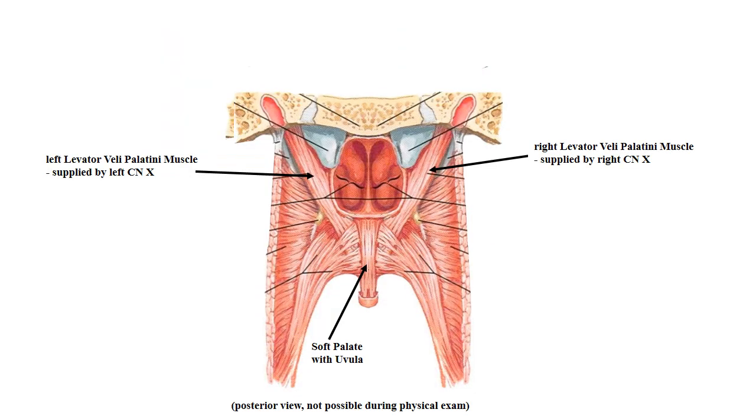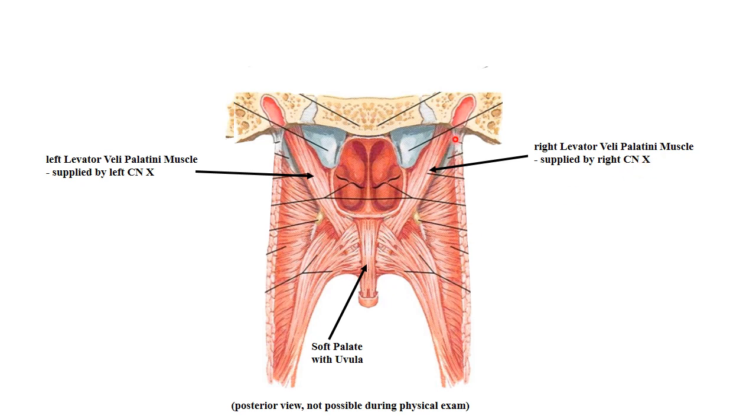Okay, let's talk about asymmetric elevation of the palate as well. Now in this diagram, this is similar to the other diagram I showed you, but in this case, we're not showing the tensor veli palatini, we're showing the levator veli palatini on both sides. Again, this is a posterior view right here. This is standing behind the patient, looking in the same direction they're looking, which means our right is their right and our left is their left. And so this is the right levator veli palatini, this is the left levator veli palatini, and you want to imagine how these muscles work and what would happen if we had a cranial nerve 10 lesion.